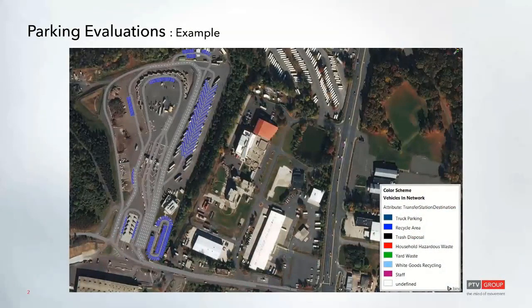So the example I'll be going over today is for a waste management center. And in here, there are a few different areas within the model. For example, we have a staff parking down here at the bottom, a parking area for the larger trucks up here at the top, and then some areas for trash disposal and white goods recycling, and then a main recycling area down here at the bottom.